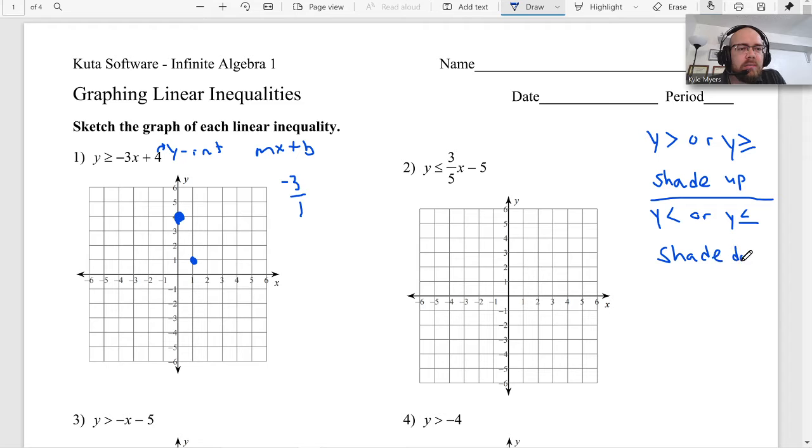Shade down. All right, cool. So we're gonna shade down.